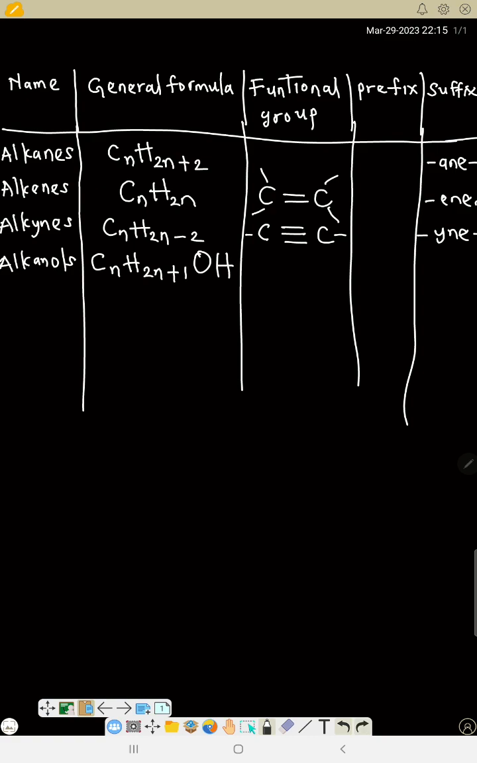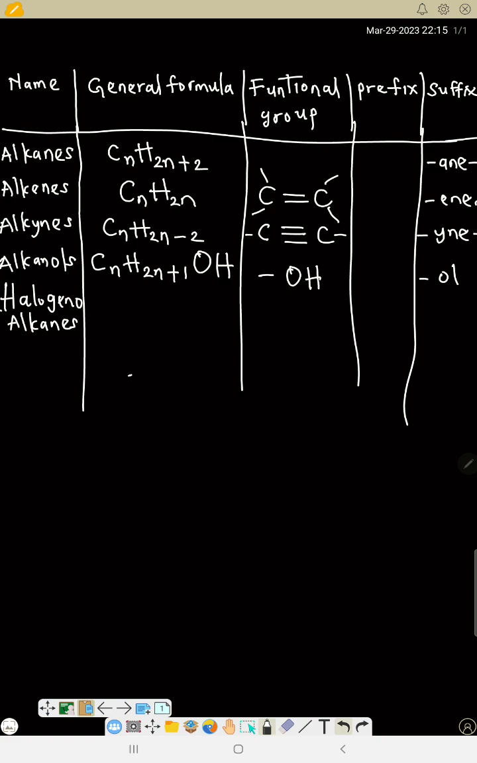So we have OH. Then the functional group will be OH if you attach it. By the time we start naming, you will understand the usage of all this. So we'll explain better. The suffix is OL. That is alkanols. So we also have halogenoalkanes.